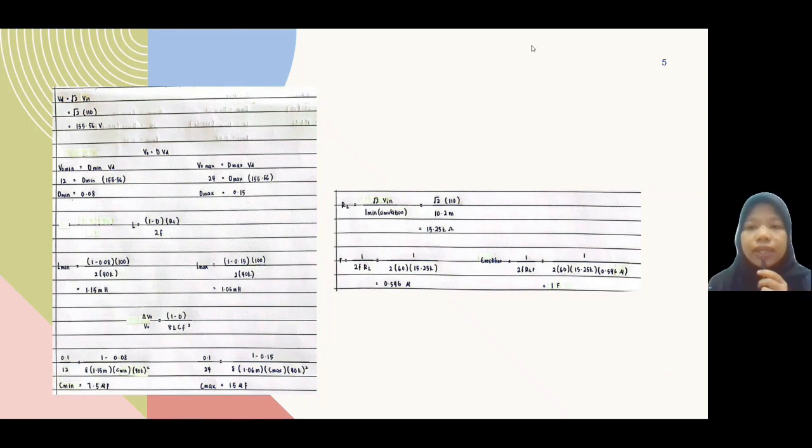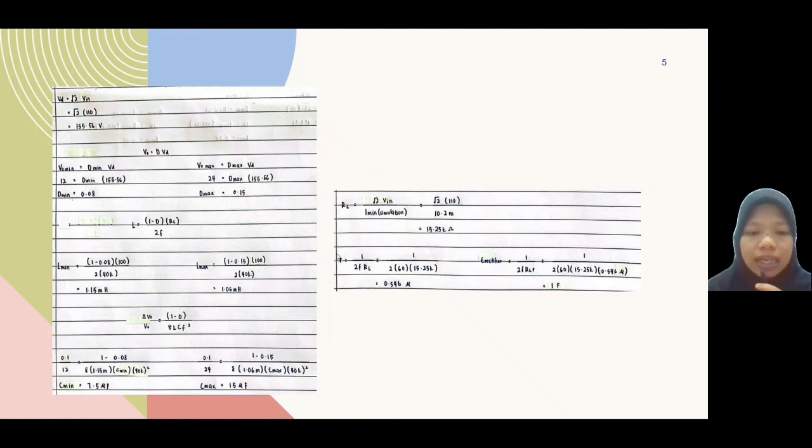Next, we need to find the RL, which the formula is 2 times Vin over Imin from the simulation. The Imin from the simulation we get is 10.2 milliampere. So the RL we get is 15.25 kilo ohm.